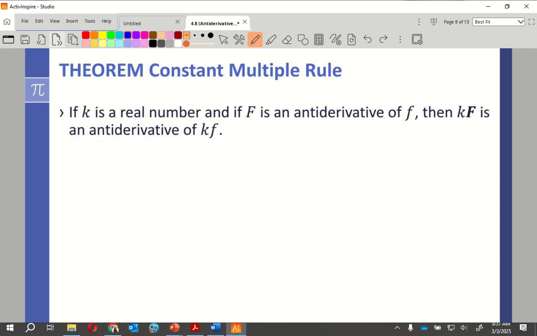If k is a real number and F is an antiderivative of f, then k times F is an antiderivative of k times f. So it's basically you're factoring out a constant k times your derivative. So can I factor out a number, take my derivative, and then multiply it back out? I figured that. A lot of people get to calculus and they don't know what factoring is.